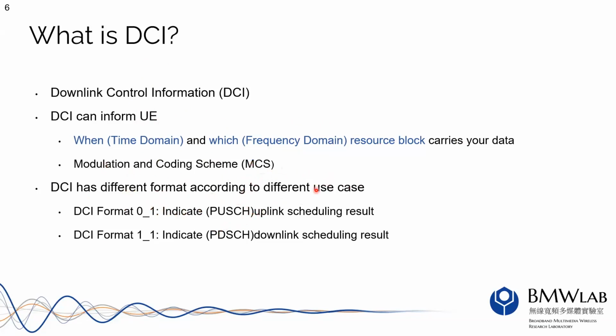And DCI has different formats according to the different use cases. For example, DCI format 0_1 indicates the uplink data scheduling result. And DCI format 1 is used to indicate the downlink data scheduling result.